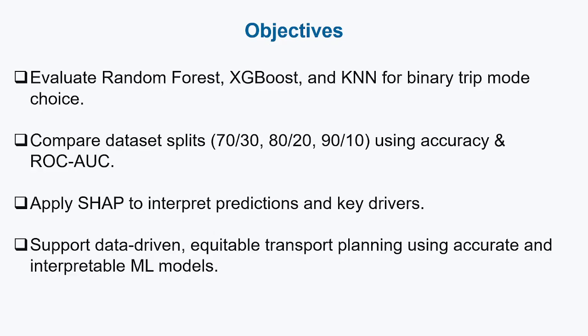The objectives of our study are to evaluate random forest, extreme gradient boosting, and k-nearest neighbor for binary trip mode choice. Compare different train-test splits such as 70/30, 80/20, and 90/10 using accuracy and area under the receiver operating characteristic curve. Apply Shapley additive explanations, or SHAP, to interpret predictions and key drivers. Support data-driven, equitable transport planning using accurate and interpretable ML models.